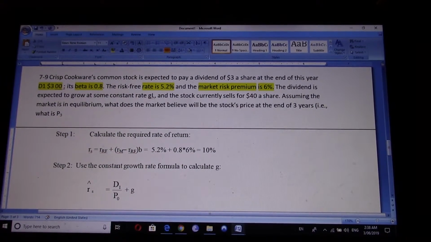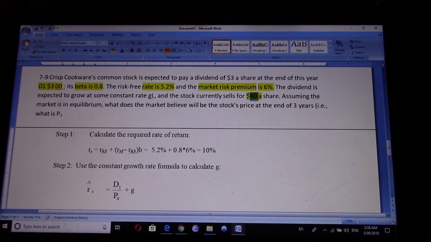And then the question is asking for how much is the current stock price, it's selling for $40. But the G is not known. Yeah, because the question is asking for the stock price at the end of year 3. So we know stock price increases at the rate of G. So we need to know the growth rate G. So we can use the model just like we did previously.